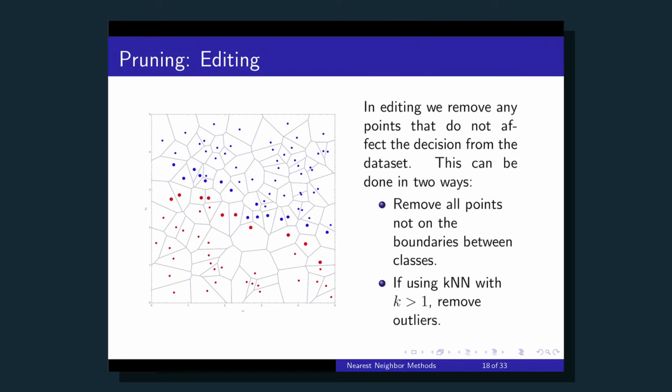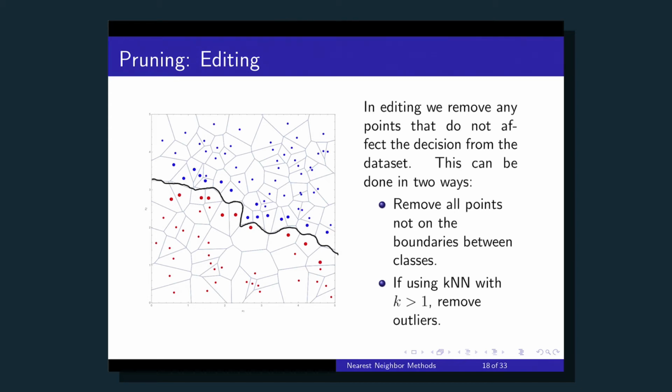So the first method you could do pruning is through editing. Let's take this example where we have two classes and the blue points in our data set are one class and the red ones are the other class. Notice that when you build the Voronoi mesh, there's a clear boundary here between these classes. So it's roughly this over here, right?